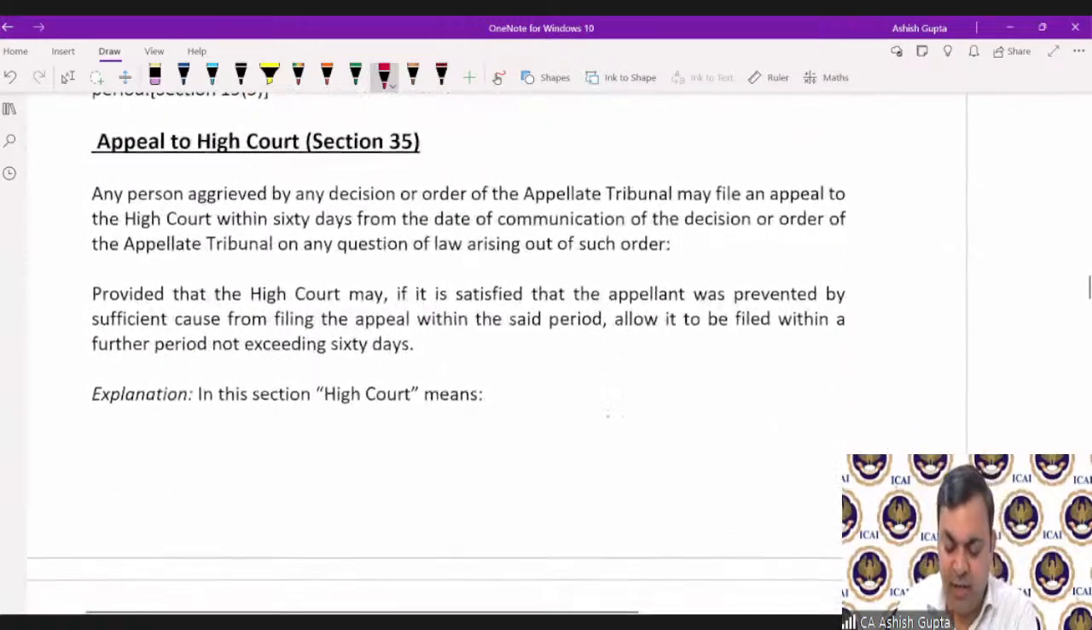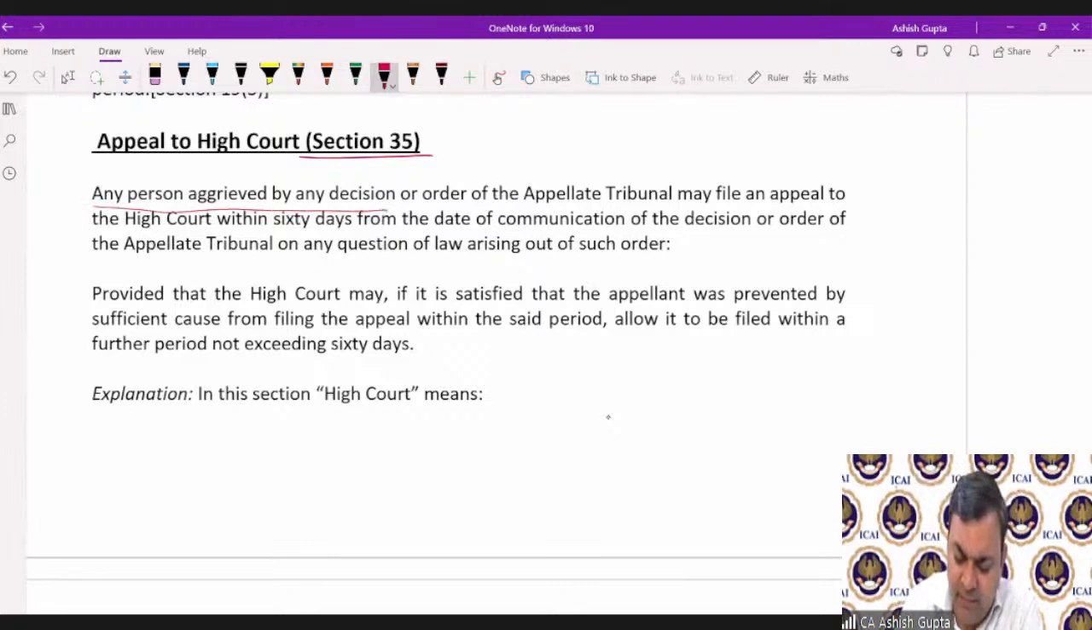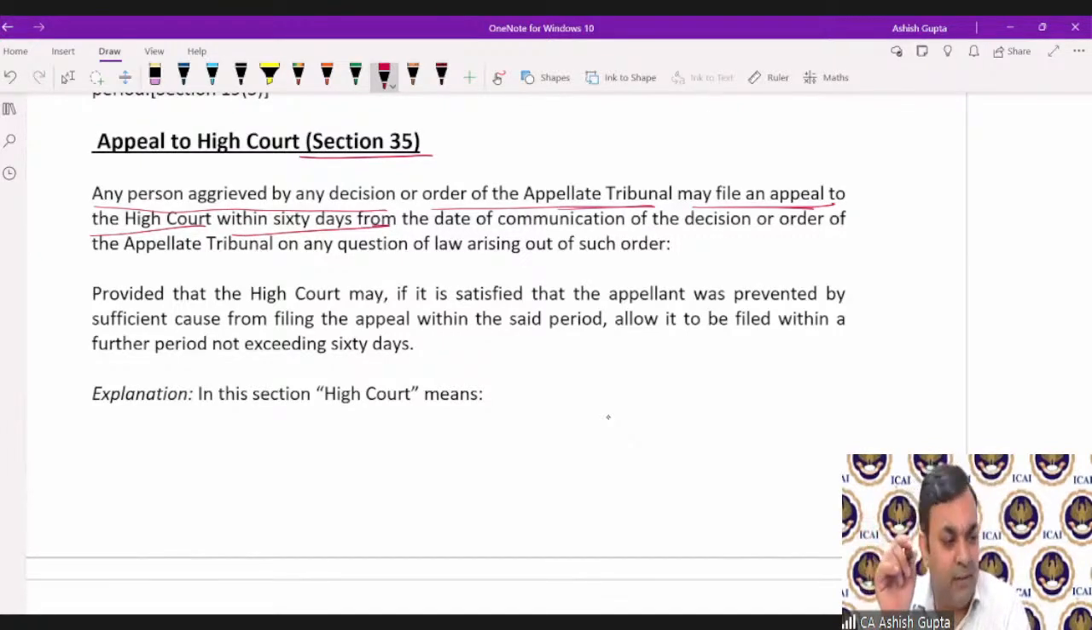Okay, appeal to High Court, section is 35. Any person aggrieved by any decision or order of AT may file an appeal to High Court within 60 days. 60 days start from the decision of the AT. Example of question of law: if there is an interpretation issue in the law, that will involve a question of law. If there is a retrospective amendment in the law, that will involve a question of law. High Court can entertain your appeal.